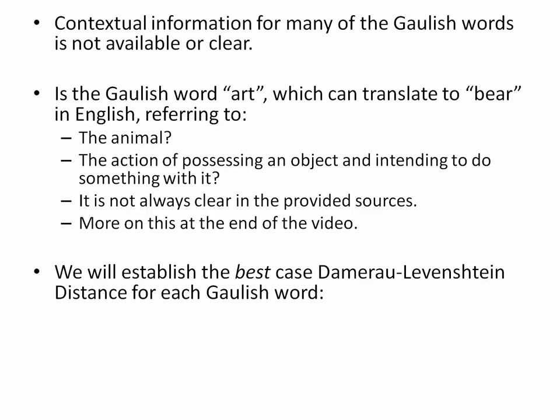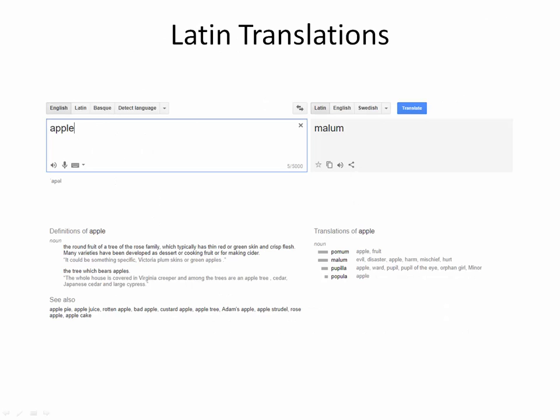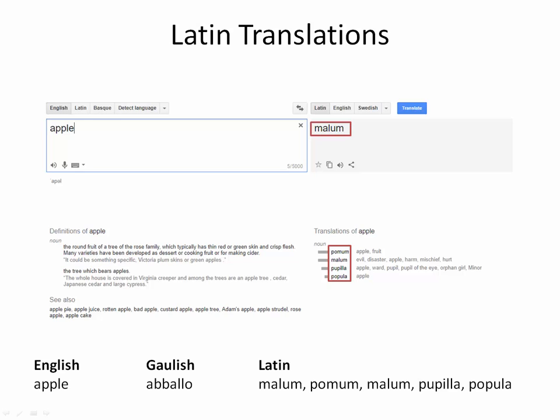In order to try and get around this, I will try and establish the best case Damerau-Levenshtein distance for each Gaulish word. So in other words, I want to find this distance between the Gaulish word and any of its available Latin translations. I will now briefly touch on how the Latin words are obtained. Let us take a situation where we use Google Translate and translate the English word apple to Latin. This provides a total of 4 possible available translations. In this analysis, we will compare apple to each of these available translations and take the best case.